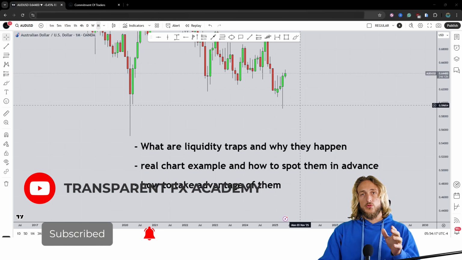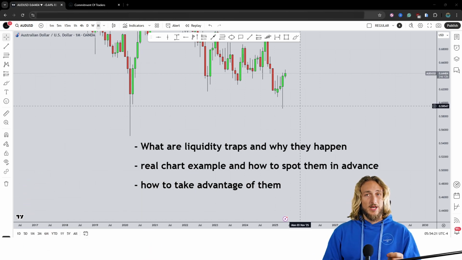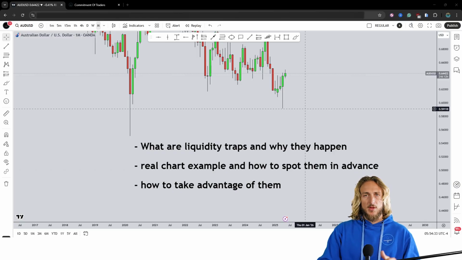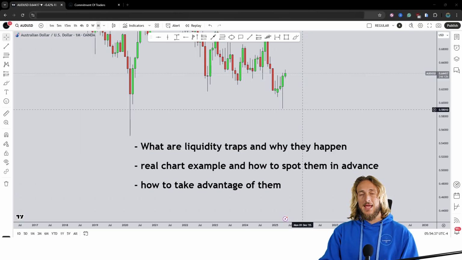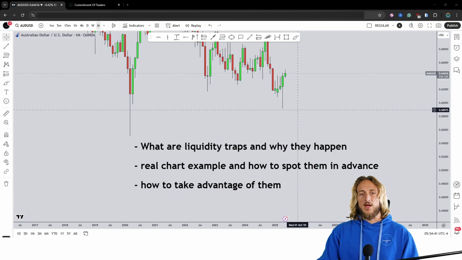I will also show you real chart examples of a liquidity trap which actually just happened, and how a lot of traders got their stop losses hunted from this liquidity trap, and how to spot them in advance and actually use them to your advantage. So this will be a very complete tutorial, so make sure you don't skip any parts and follow through until the end. So let's get right into it.